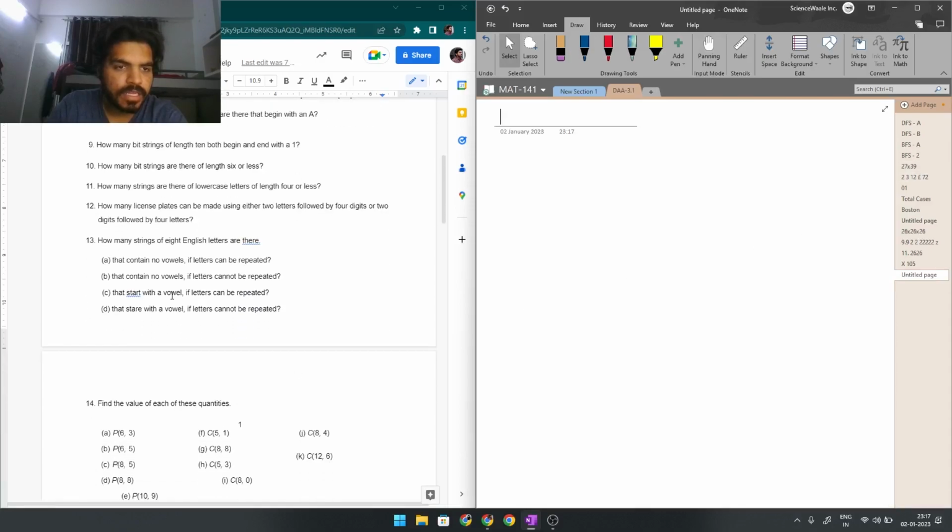How many strings of length 8 are there that contain no vowels? No vowels, that means letters can be repeated. Each of them will have 21 options, that is 26 minus 5, in length 8: 21, 21, and so on, that is 21 to the power 8. That is the answer for the first part.